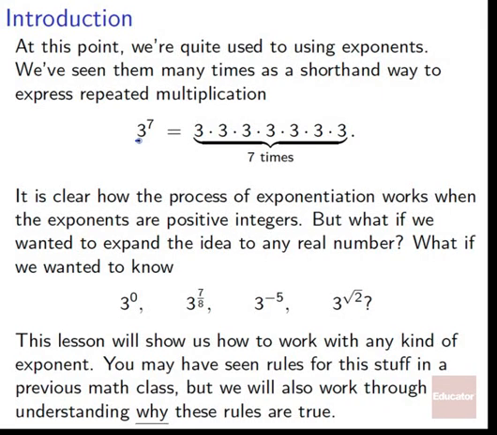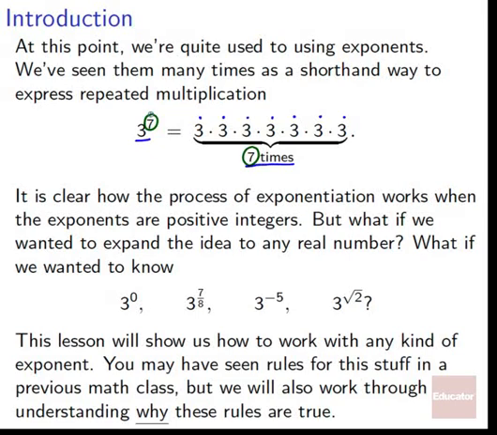For example, if we had 3 to the 7th, that would be a way of just saying 3 times 3 times 3 times 3 times 3 times 3 times 3. That's 3 multiplied by itself 7 times. So the number of times it multiplies is what the exponent represents. X squared is x times x. X cubed is x times x times x, 3 x's. X to the 4th would be 4 x's multiplied together, etc. So that's the idea of exponentiation.